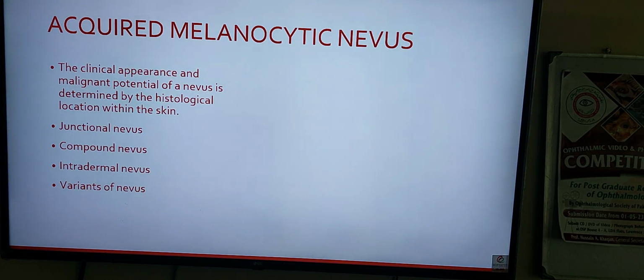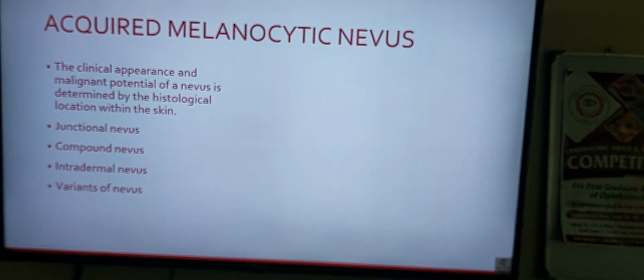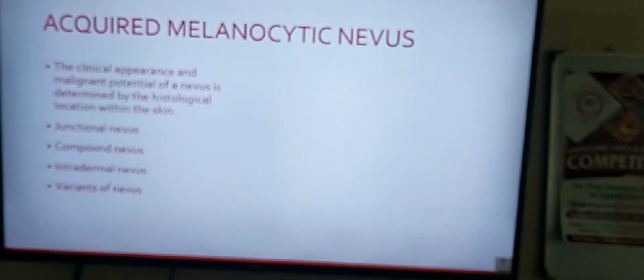Moving to the acquired melanocytic lesions, the clinical appearance and malignant potential of a nevus are determined by the location of the nevus and the histological appearance. So it is further divided into junctional nevus, compound nevus, intradermal nevus, and the variants of the nevus.